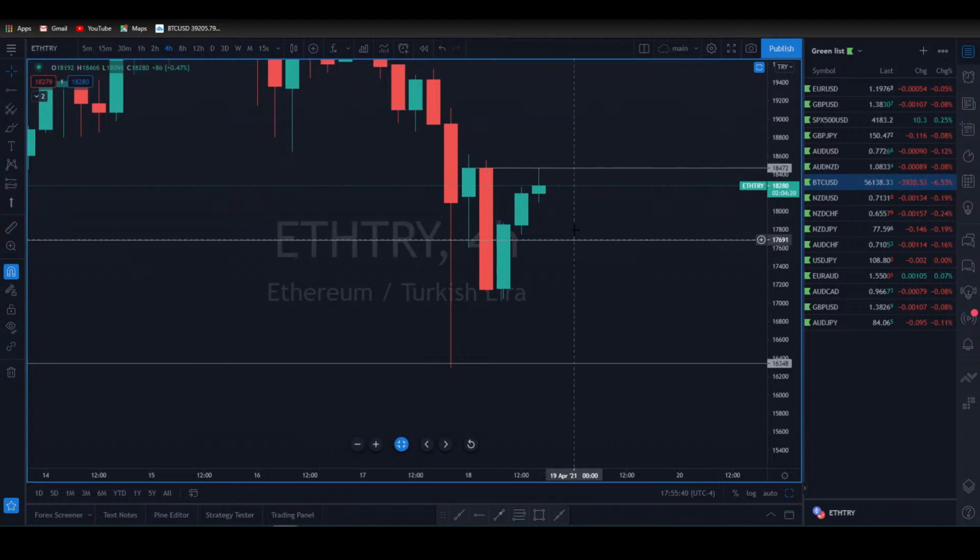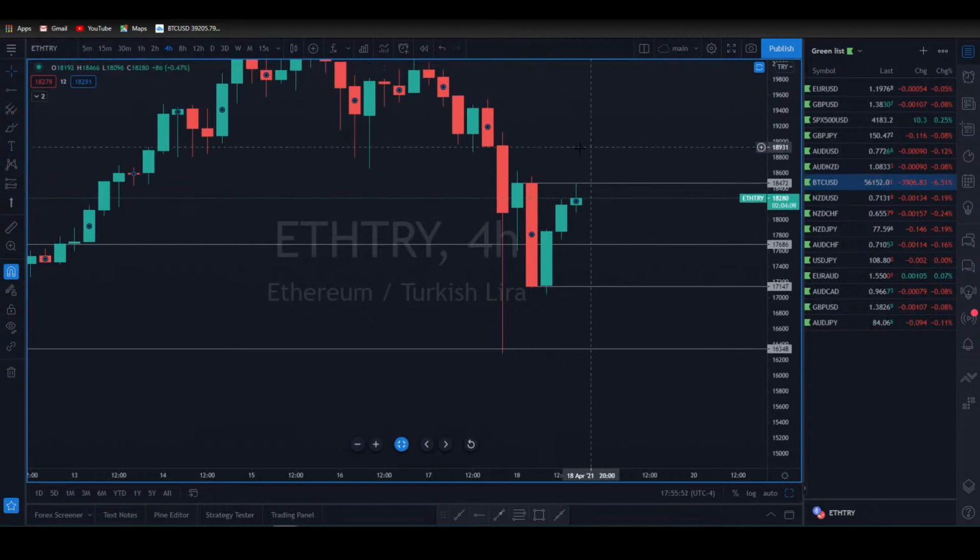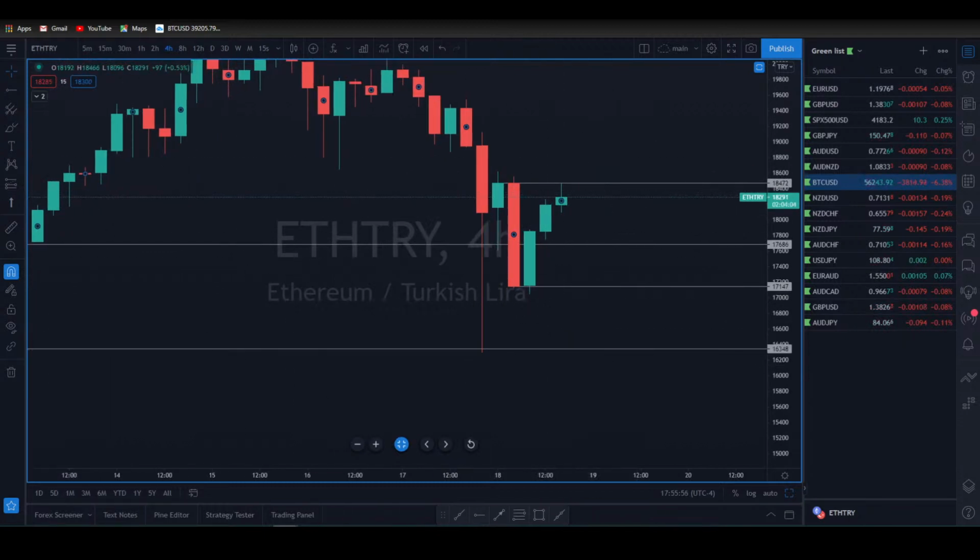Those are your two levels to watch near term. If you do get a closure below this level, then look for this level to be tested, right? Then you just got too many lines on your chart and it looks a little bit crazy. But that's what you're looking at.